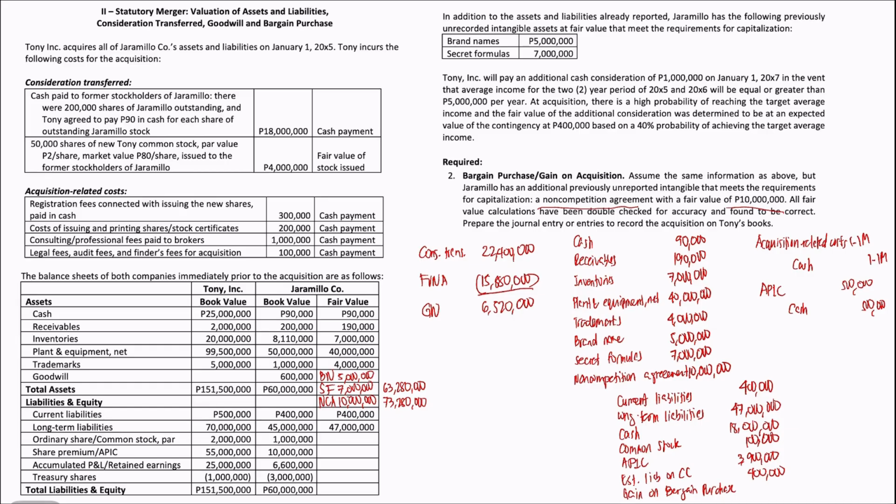We deduct current liabilities of 400,000 and long-term liabilities of 47 million to get our new fair value net assets of 25,880,000. With this, instead of goodwill, we now have a gain on bargain purchase amounting to 22,400,000 minus 25,880,000. That's 3,480,000.